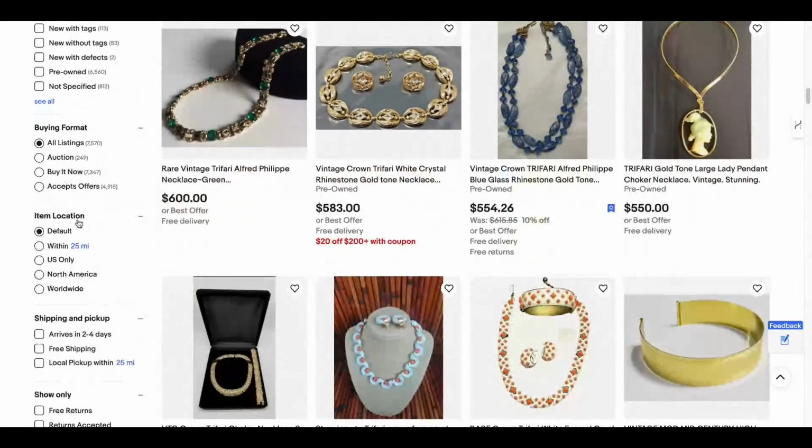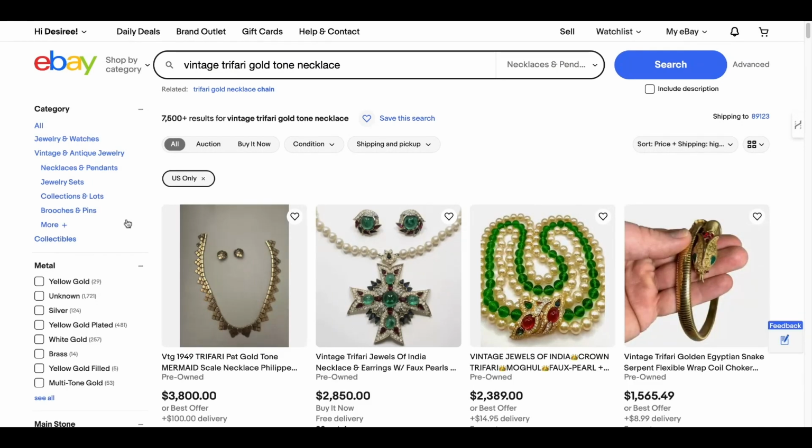to item location. Now, I want to say about 90% of the jewelry I sell is to buyers within the United States. So that's what I'm going to check. I'm going to check this US only. And when I do that, eBay is going to filter the results. But you can see we still have 7,500 plus results. Now, this is just for the active listings that are currently on eBay, but we're going to add another filter.